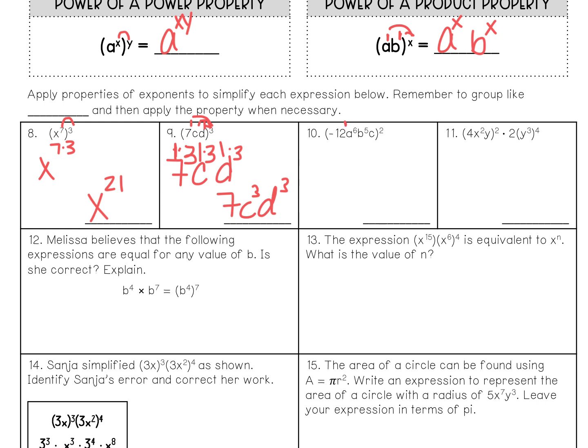There is a 1 on this 12. There is a 1 on this c. So we're going to say negative 12 to the 1 times 2. A to the 6 times 2. B to the 5 times 2. C to the 1 times 2. So negative 12 squared. If you wanted to write that out as 144, you could. A, 6 times 2 is 12. B, 5 times 2 is 10. 1 times 2 is 2.